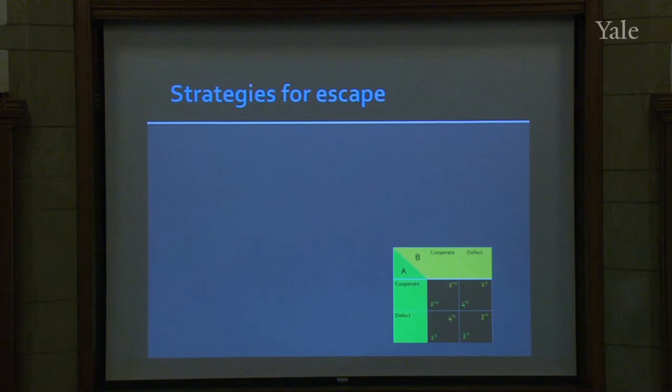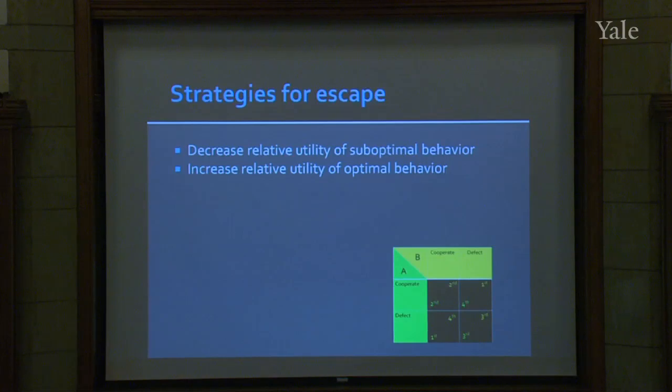Well, we need somehow to structure the decision situation so that we either decrease the relative utility of the suboptimal behavior or increase the relative utility of the optimal behavior. That is, somehow we want to make it the case that B isn't moving us over to the right and that A isn't moving us down to the bottom. That's the only way for us to get out of this situation.